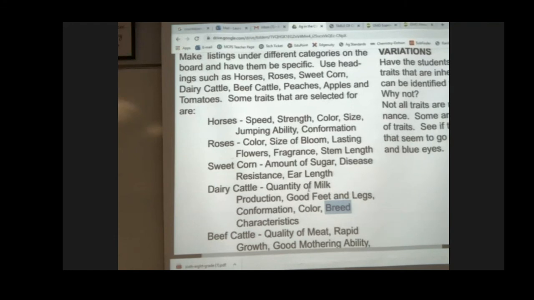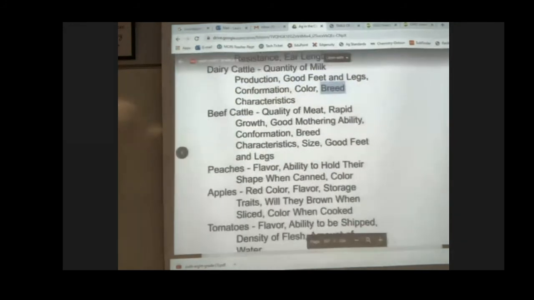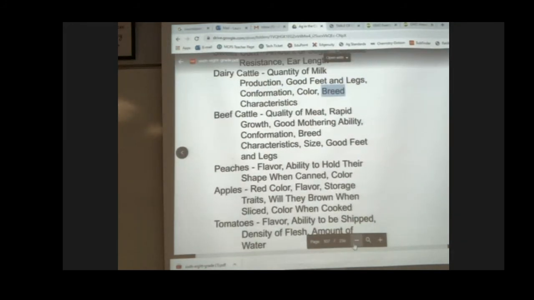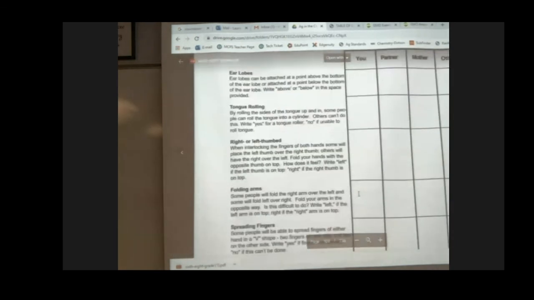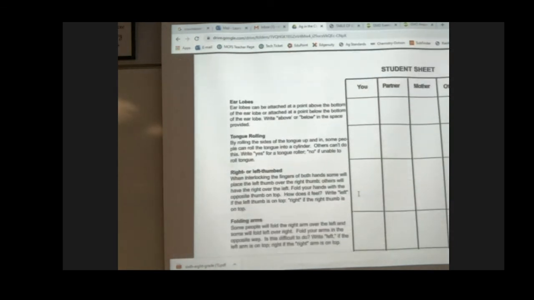And then that leads me to the lab I'm going to show you. The lab I'm going to do today, which is both in my folder and in your curriculum CD, is called Human Traits That Are Inherited. Now, disclaimer. We'll do some disclaimer.